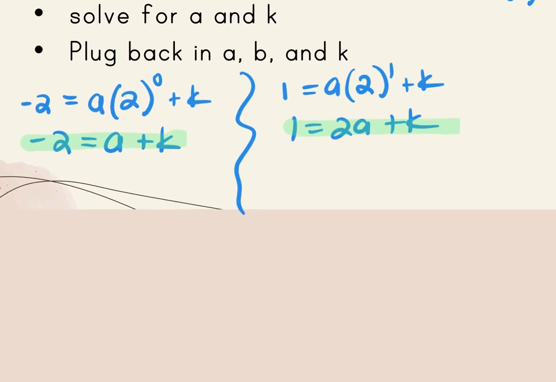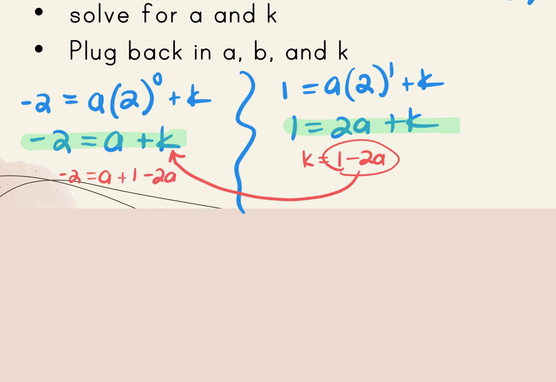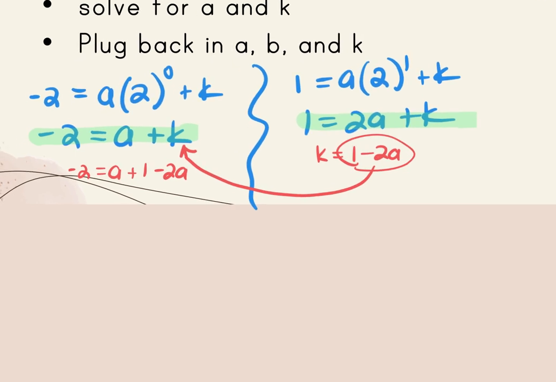So if I were to do substitution, let's say on the right-hand side, I could solve for K. K would equal 1 minus 2A. And then I take that expression and plug it into the first one. So negative 2 equals K plus 1 minus 2A. I'm going to solve for A. So subtract the 1. Negative 3 equals, combine these two, negative A, and A equals 3.